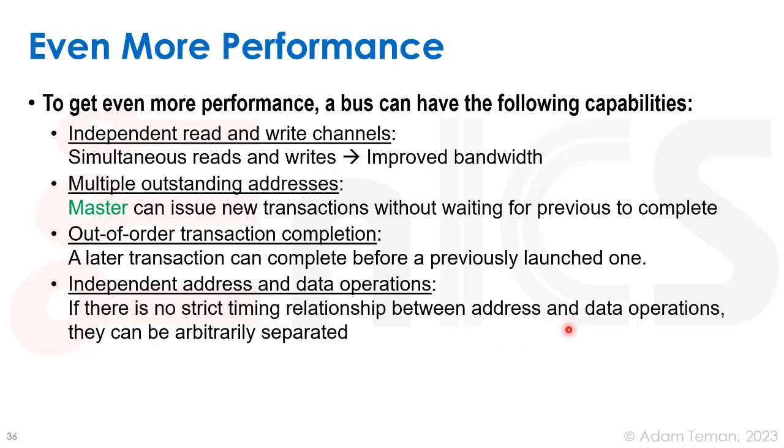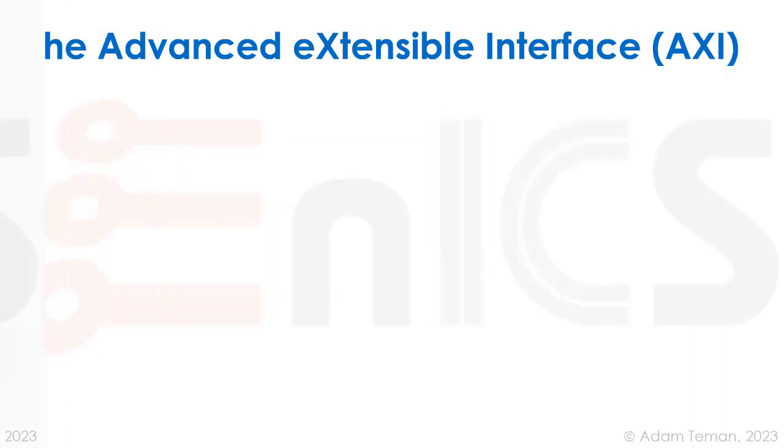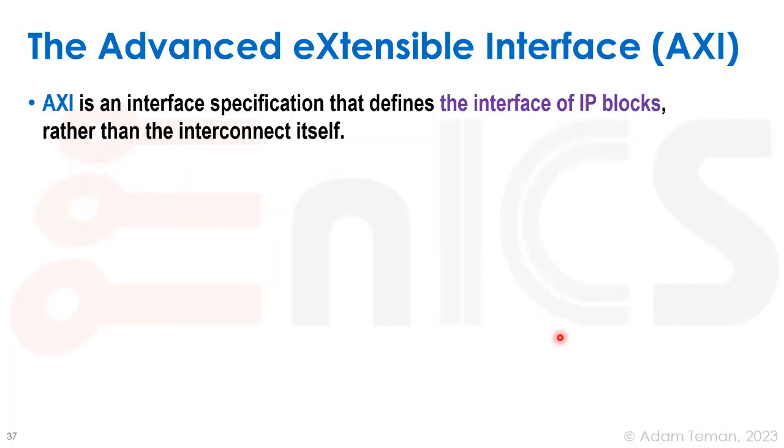In order to do all of these things, what we need to do really is provide an ID for each of these transactions, so we know which transaction the different address and data and ACK phases are talking about. And that is what is implemented inside the AXI, or Advanced Extensible Interface bus, which is the even higher specification of the AMBA bus. So let's look a bit at AXI.